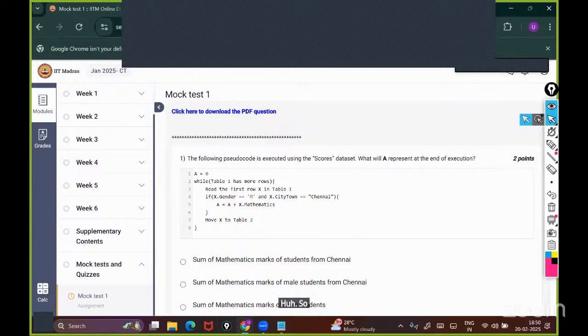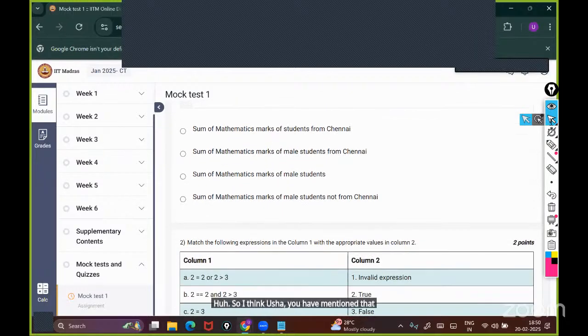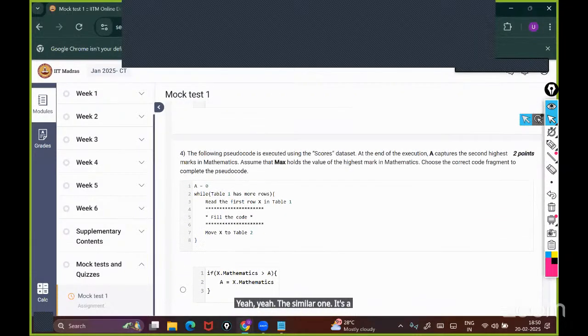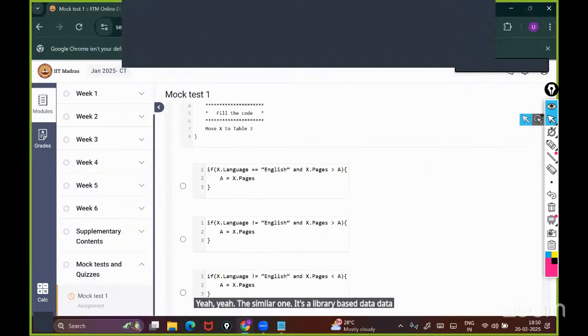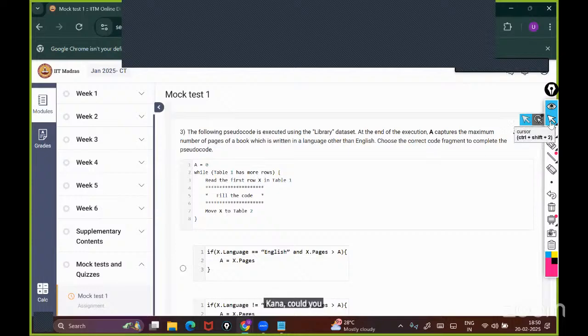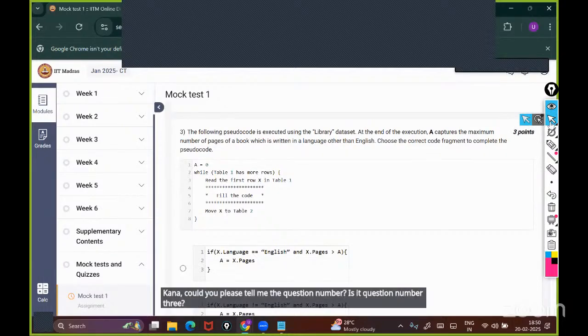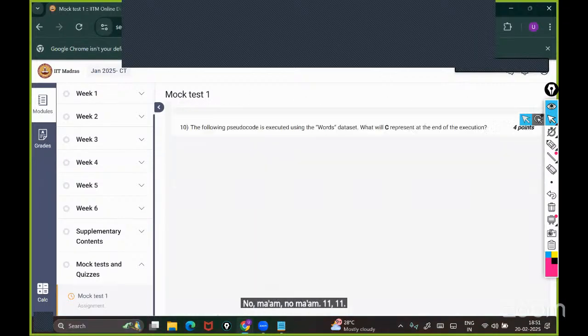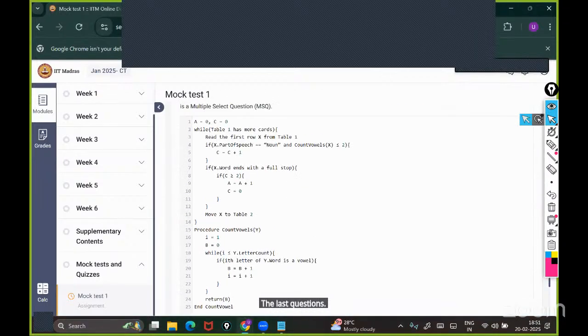I think Usha, you have mentioned that you have a doubt, right? Yeah, the similar one. It's a library dataset based question. Could you please tell me the question number? Is it question number 3? No, ma'am. 11, 11.